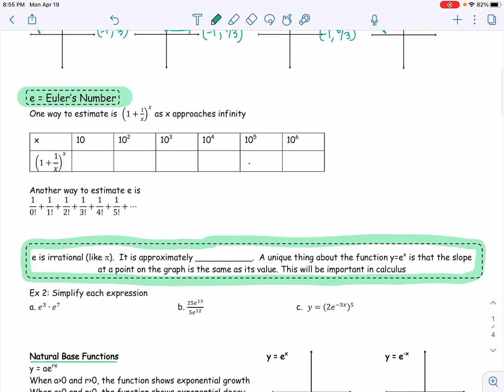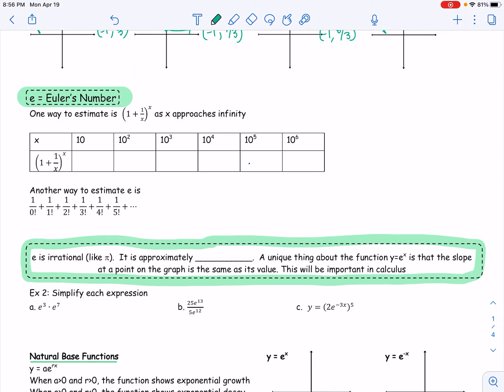Okay, this next part is that E number that we also talked about in our last lesson. We mentioned that it was called Euler's number. So remember, that's pronounced Euler, not Euler. And sometimes it's also called the natural number. The only thing you needed to know in yesterday's lesson was that E was approximately 2.7. But we're going to show you a little bit more in detail how we got to that approximation.